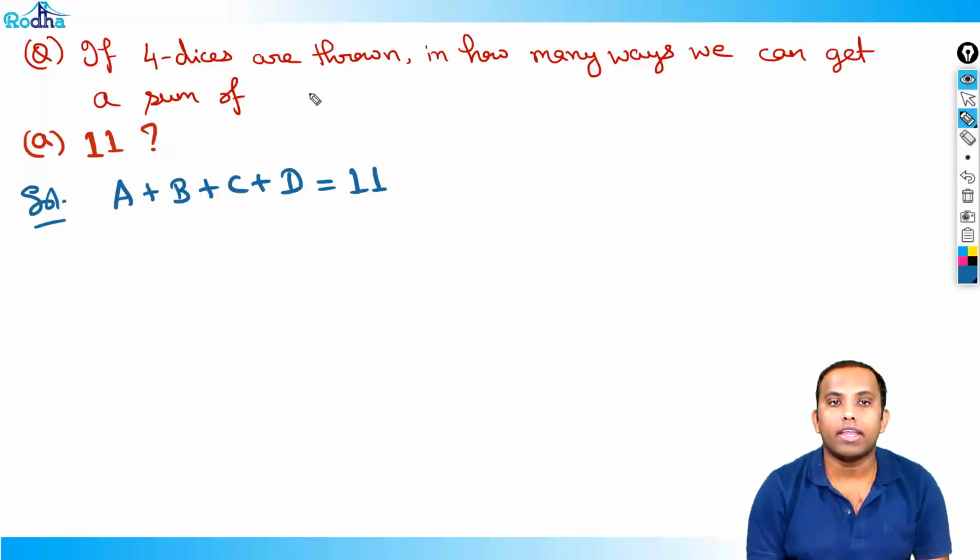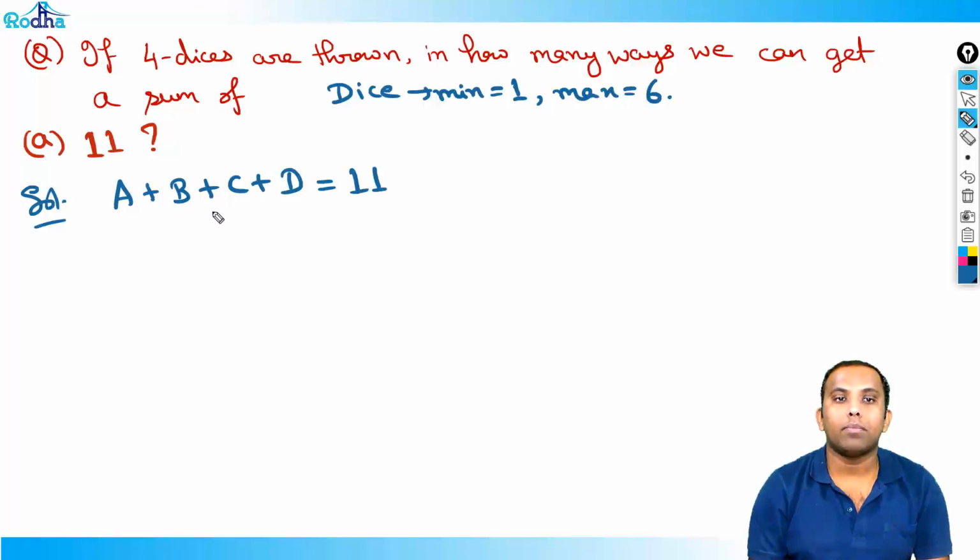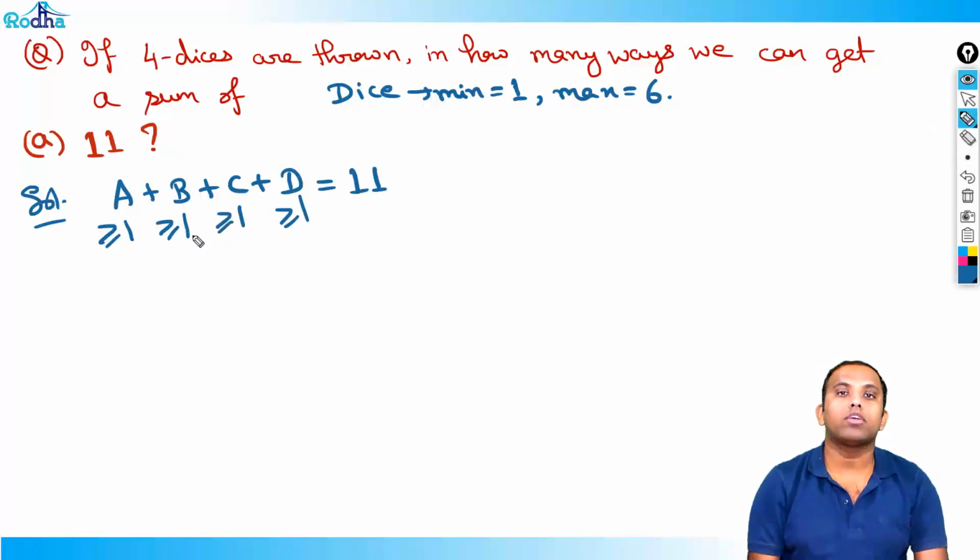I know that in case of dice, the minimum value will be 1 and the maximum value will be 6. Both should not be violated, right? So if A plus B plus C plus D equal to 11, all have to be greater than or equal to 1. See, this kind of question has been asked in CAT 2 times, earlier also. Very important concept this is, and moreover it grows your logic.